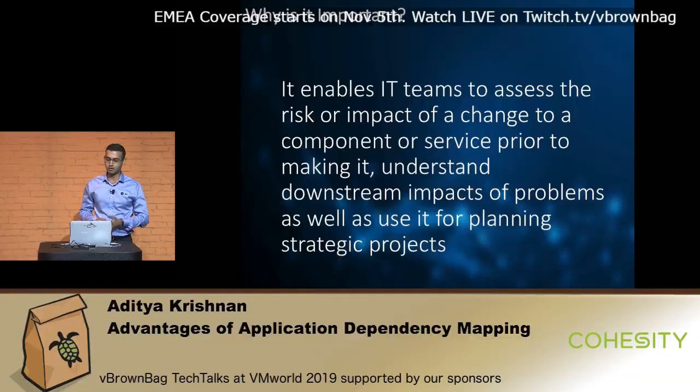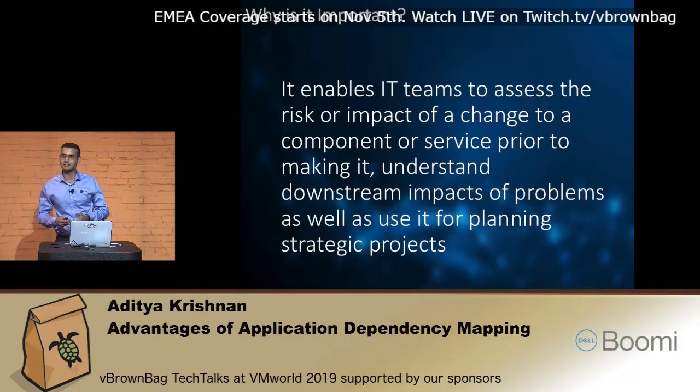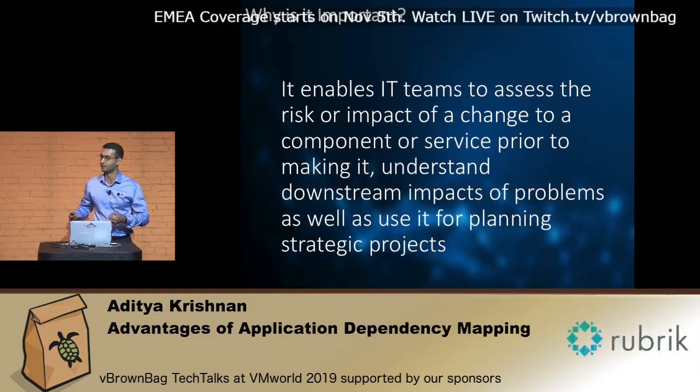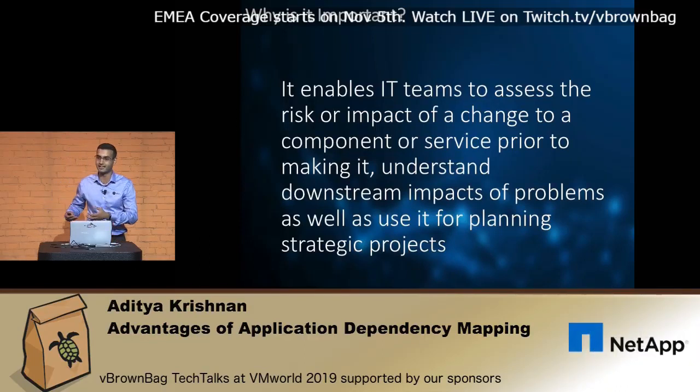Why is it so important? Application dependency mapping is important in three folds. First of all, it helps you in identifying any risks within the environment, being able to identify the different components and all the single points of failure within the environment. A lot of times organizations end up having single points of failure which are not identified until an application dependency mapping is put into place.